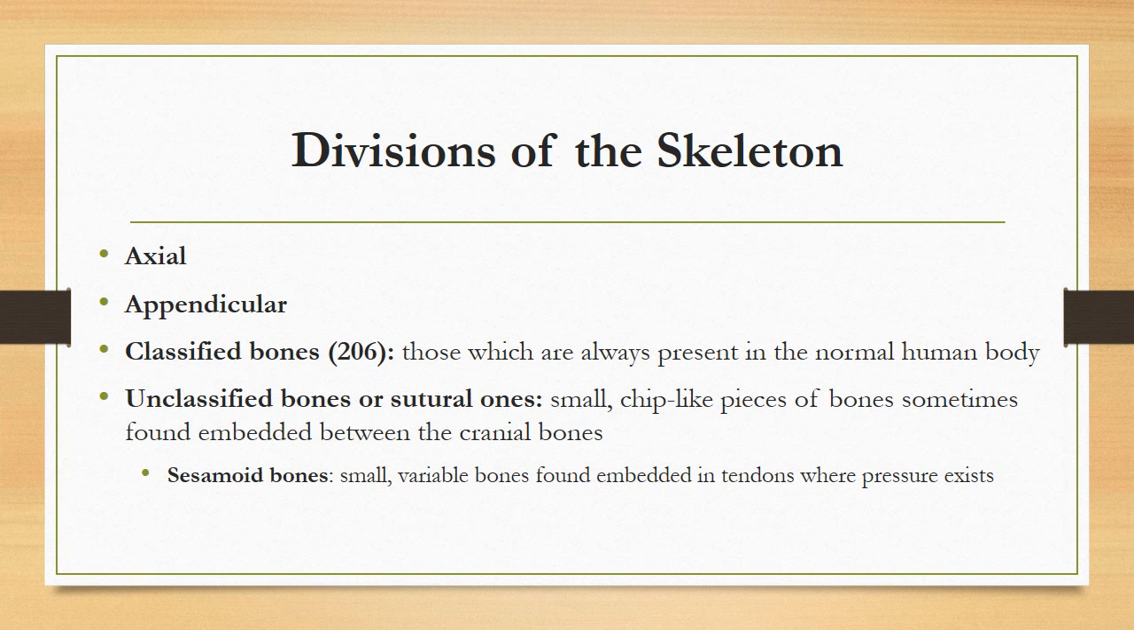Now we'll talk about the divisions of the skeleton. You have the axial, the appendicular, but in addition to that, we'll talk about classified bones, and those are the bones which are always present in the normal human body, and there are 206 of those. That's an important number, 206 bones. Then you have unclassified bones or sutural bones. They're small chip-like pieces of bone, sometimes found embedded between the cranial bones, and they're also called sesamoid bones. They're small variable bones found embedded in the tendons where pressure exists.